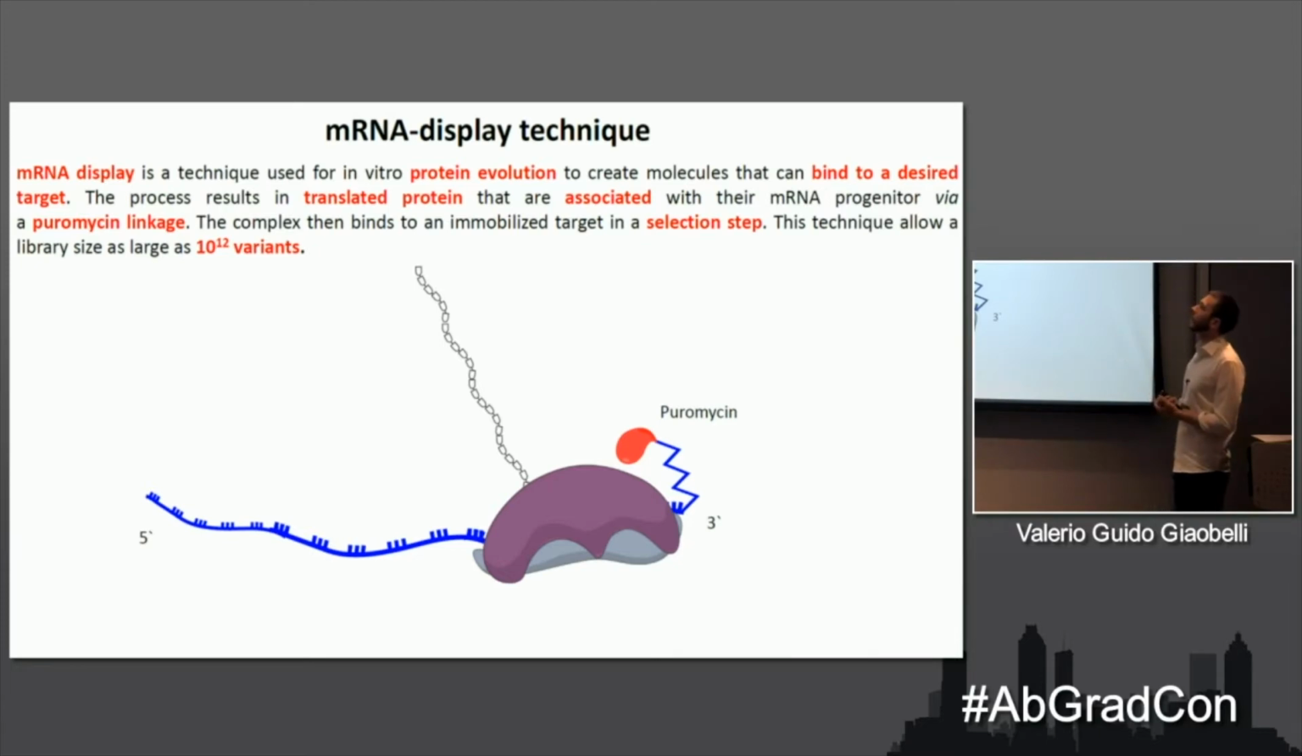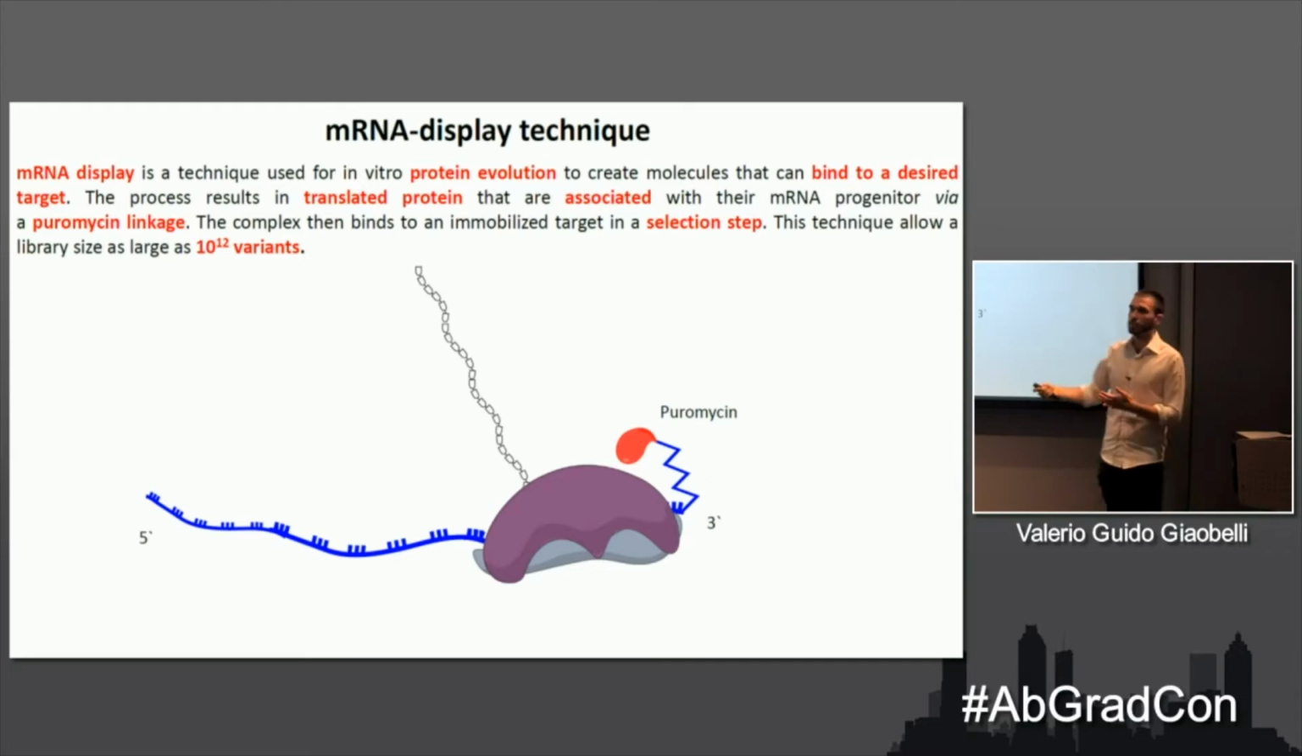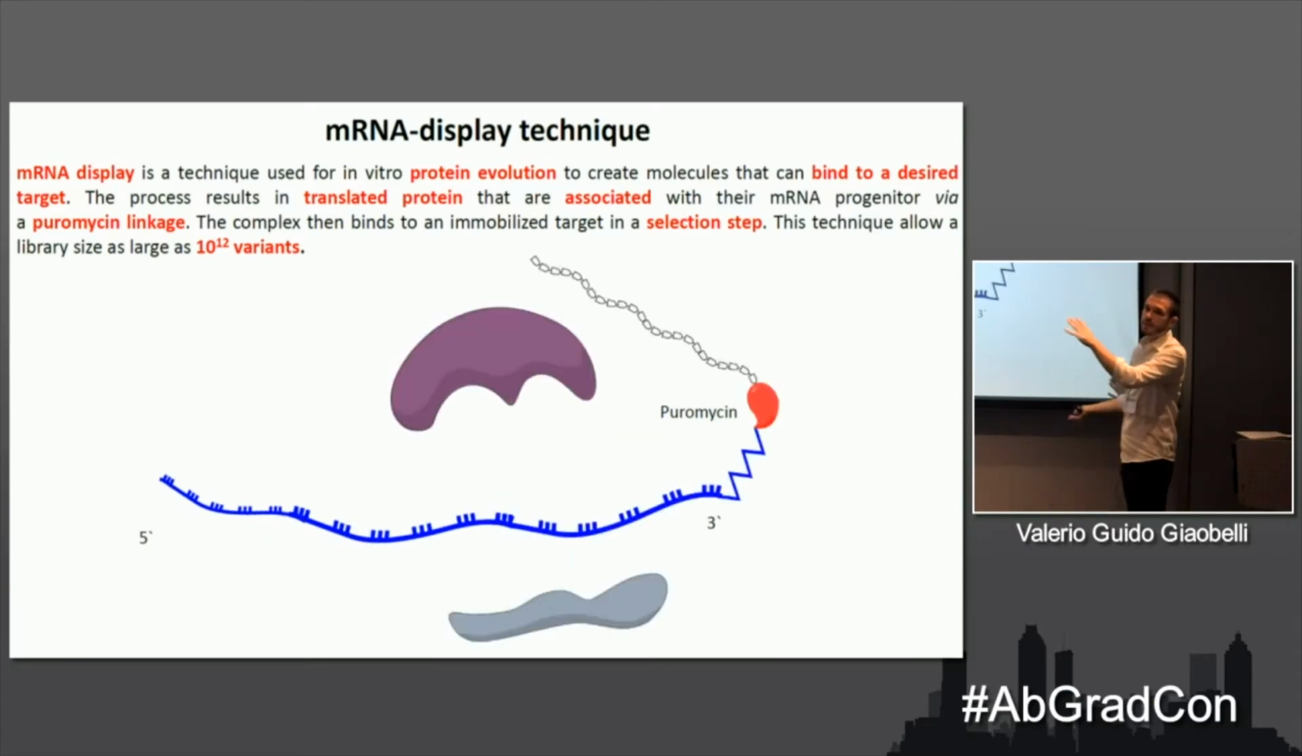This technique practically connects the genotype to the phenotype. So we have the protein linked to its mRNA. How is it possible? Thanks to the puromycin molecule. During the translation, when the ribosome arrives at the 3-terminal, it interacts with the puromycin, which enters inside the ribosome and links the protein, and at the same time disassembles the ribosome. So we have the RNA linked to the protein.